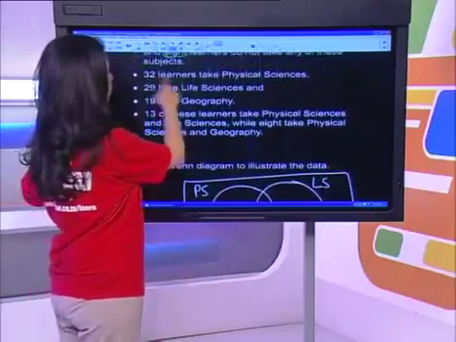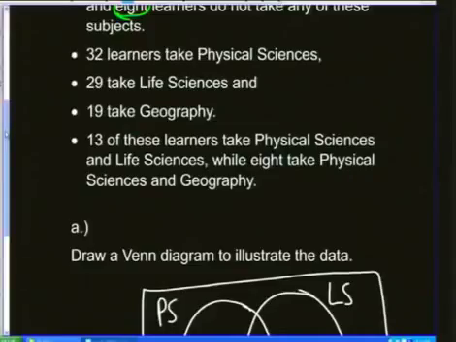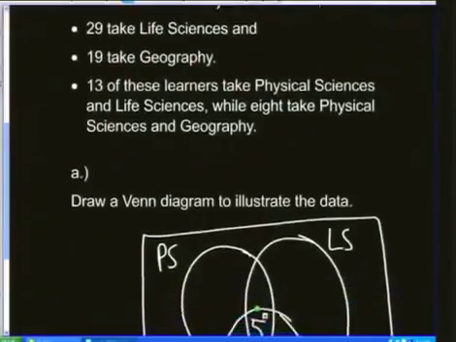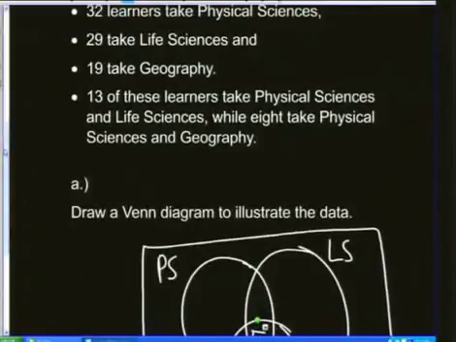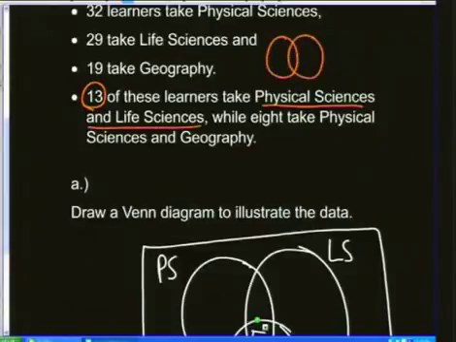Okay, so this for me is no good at the moment. 29 take life science is no good. 19 take geography is no good. But 13 of these learners take, this looks promising, 13 take physical science and life science. So this is the overlap between physical science and life science. There are 13 of them.